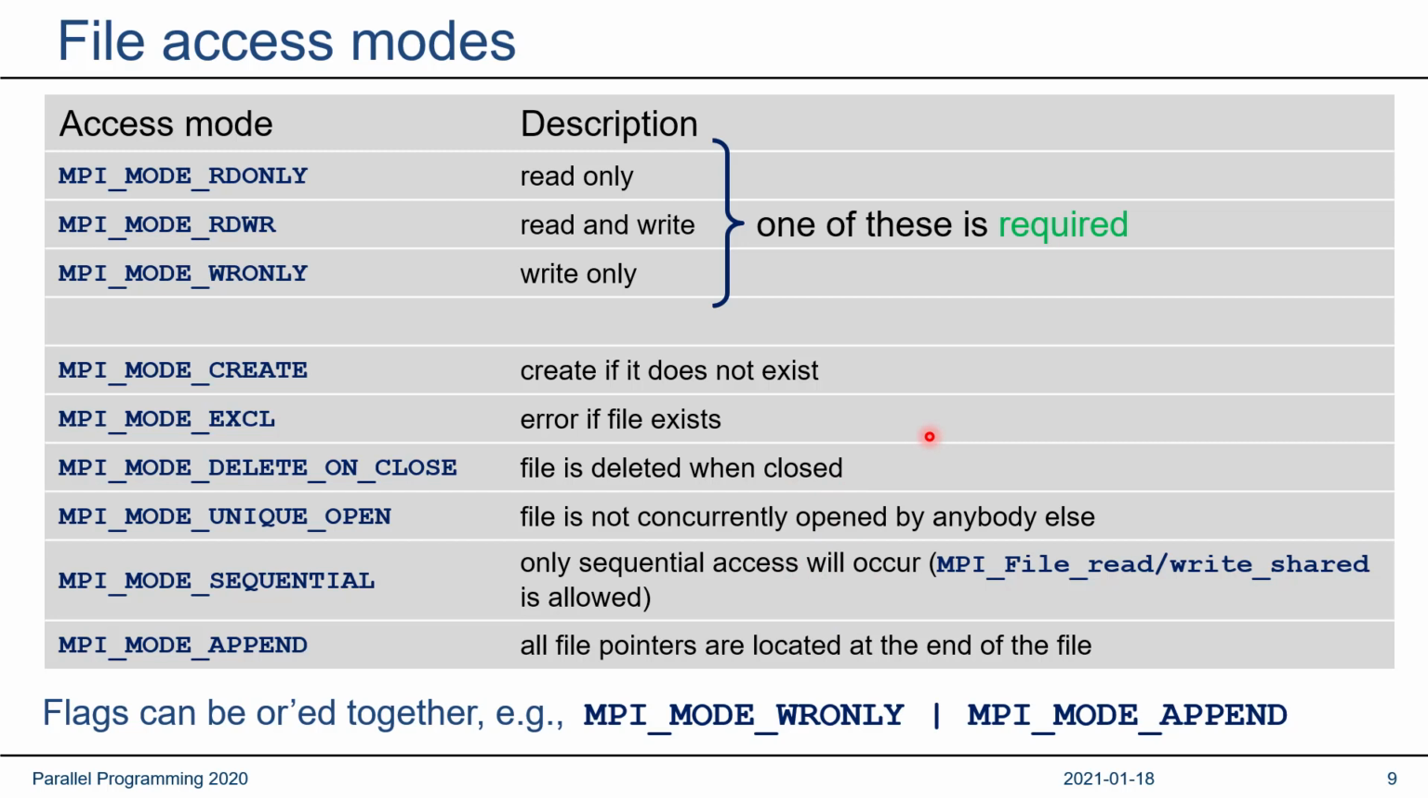So you could go over these at your leisure. And of course, as is usual, such access mode flags can be ORed together in order to specify more than one flag, like MPI_MODE_WRONLY bitwise OR MPI_MODE_APPEND would specify I want to write only and I want to write at the end of the file. In Fortran, this would be done using the bitwise manipulation function like IOR.